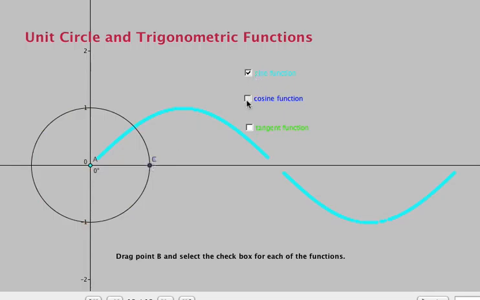Alright, we'll have a look at our cosine graph as well. So cosine, we know, is our x-coordinate. So here our x-coordinate starts over here. Again, our angle starts here, and we know our x-coordinate here is 1 because our unit circle has a radius of 1. So therefore our graph is going to be starting up here.